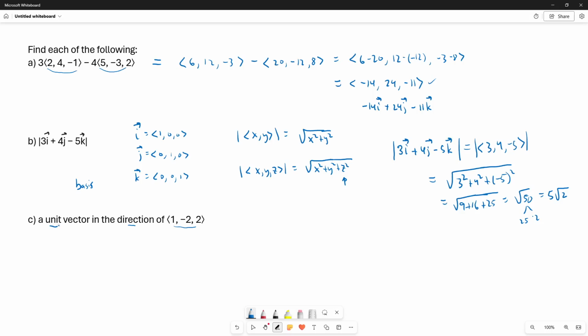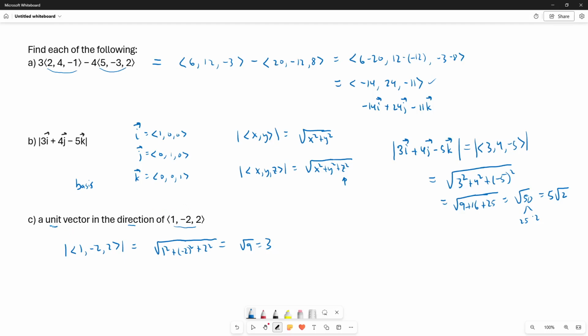Okay, finally, we'd like to find a unit vector in the same direction as a given vector. So we'll find the magnitude of this vector first. The magnitude of the vector 1, negative 2, 2 is the square root of the sum of the squares of its components, 1 squared plus negative 2 squared plus 2 squared. And that's 1 plus 4 plus 4 is 9. And so this vector has a magnitude of exactly 3.